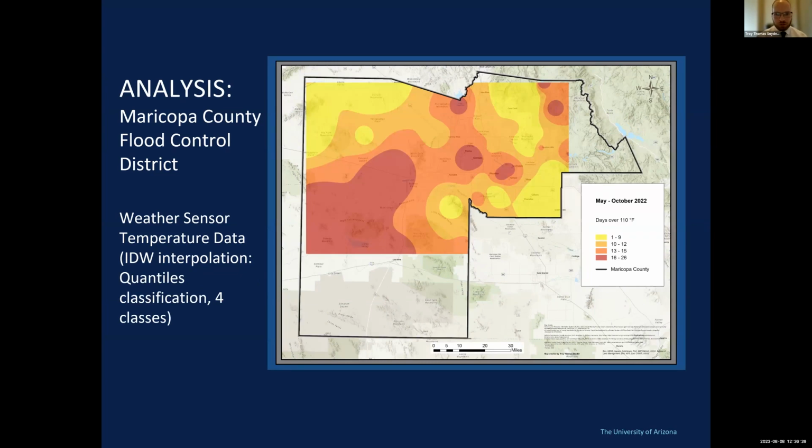My next map is also an IDW interpolation showing the number of days from May to October 2022 that reached over 110 degrees Fahrenheit. So the minimum was 1, maximum was 26. I'm sure this year they've probably beaten this because it's been such a hot year for them. But you can see some trends in the western portion of the county and also central part that experienced the most days over 110. Phoenix suburbs such as Glendale and Peoria, as well as downtown areas too.